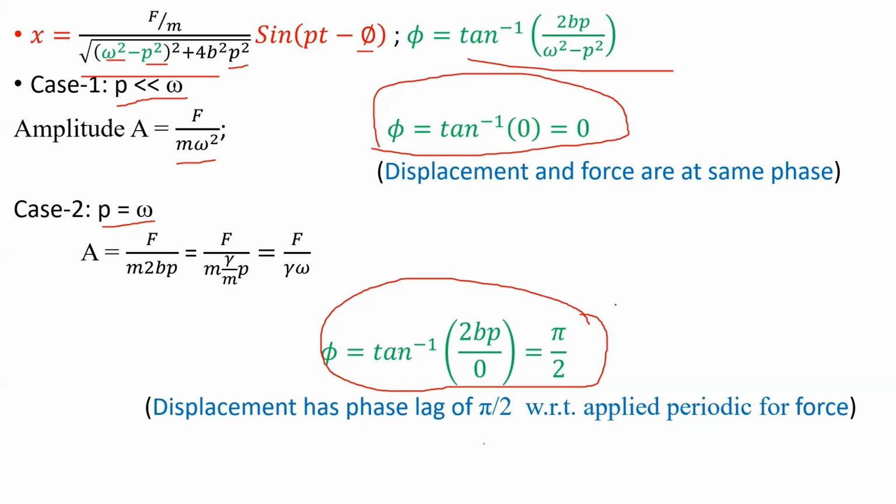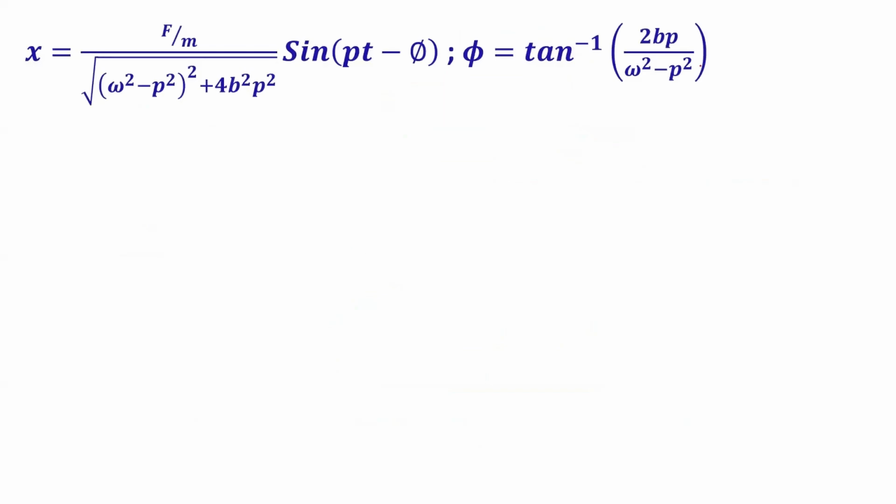And if p is much greater than omega, if we consider that case, the situation is possible only when the damping effect is almost negligible. Otherwise, we never expect p much greater than omega. That means the natural frequency of the system is very, very low, and then we are applying a very high frequency periodic force. The oscillations set in the system only when the damping effect is almost negligible. So in that case, what will happen here? So this is the situation here.